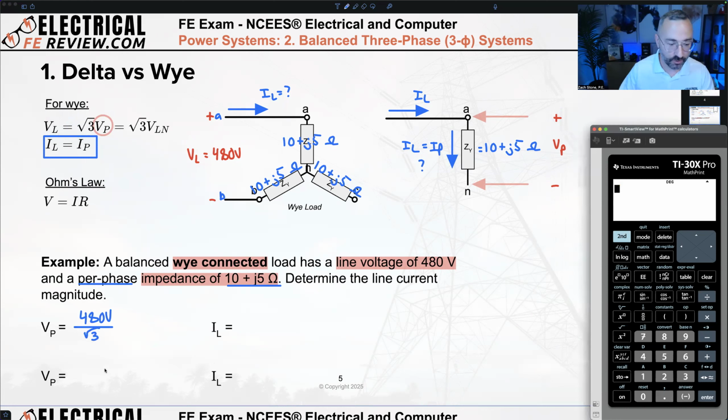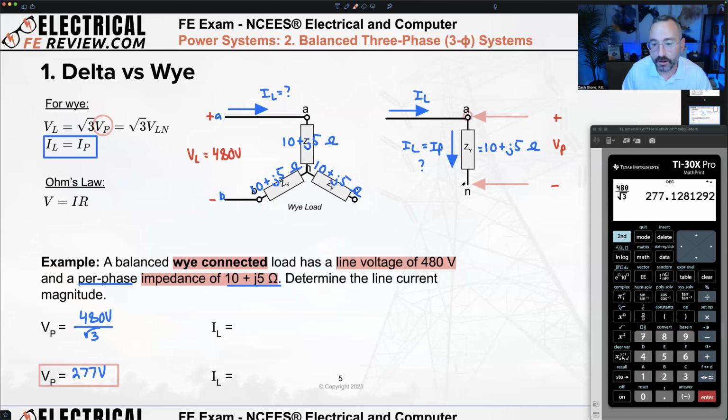What does everyone get for the phase voltage in their calculator? What is 480 volts divided by the square root of 3? Does everybody get 277 volts? Great job, Chuck. There's the phase voltage. So now I've got the voltage from A to neutral. I know the impedance from A to neutral. That was given in the problem.